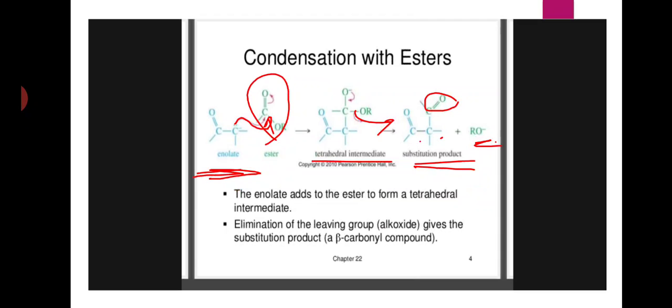This reaction is condensation with esters. First, the enolate ion condenses with the ester and forms a tetrahedral intermediate. Then this tetrahedral intermediate loses alkoxide and forms the beta carbonyl compound.